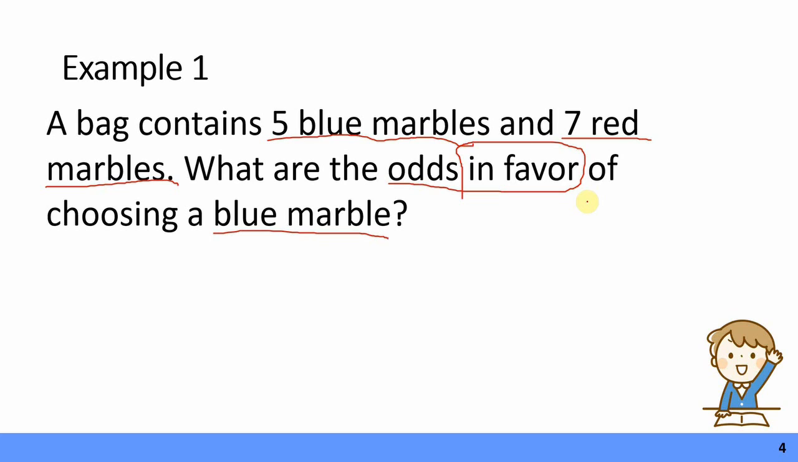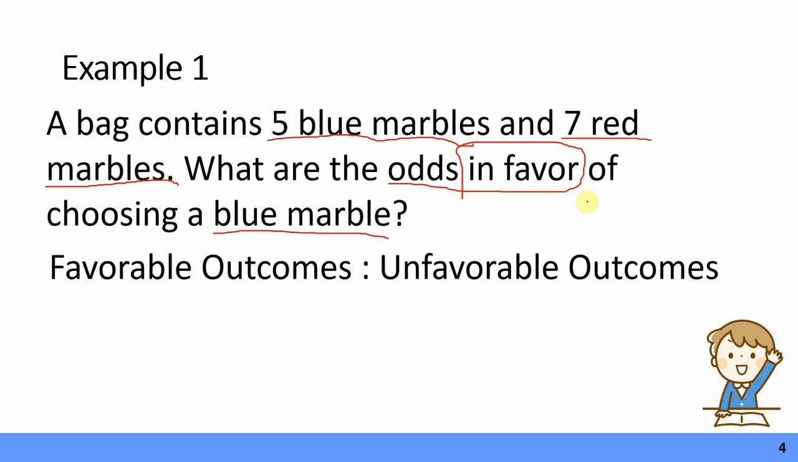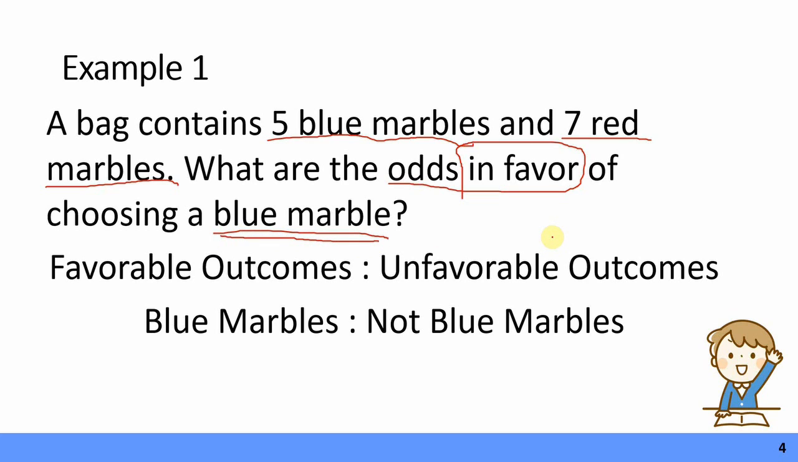So just for review, when I ask you for odds in favor, you start with the favorable outcomes and then you compare it to the unfavorable outcomes. So for choosing a blue marble, the first number you're going to give me is blue marbles, and then you're going to compare it to the number that are not blue. When I ask you for in favor, you start with that number first, and then you give me the opposite of that. So how many blue marbles are in this bag? We have a total of 5, and then how many are not blue? Well, 7, because 7 of them are red. So that's it. It's super simple. That's going to be my answer for this one.